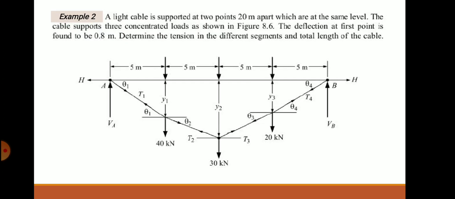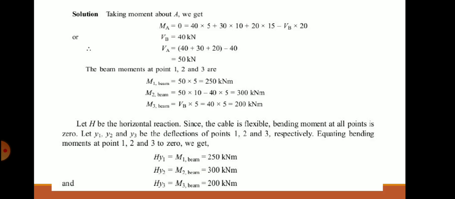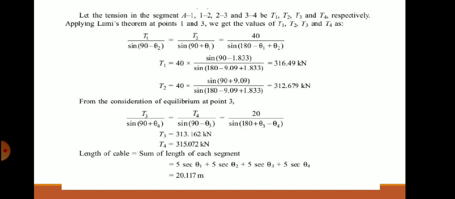180 minus theta 1 plus theta 2. Next, when we come for T2, sine of an angle between other 2 forces. Other 2 forces T1 and 40, 90 plus theta 1. The same thing is written over here.